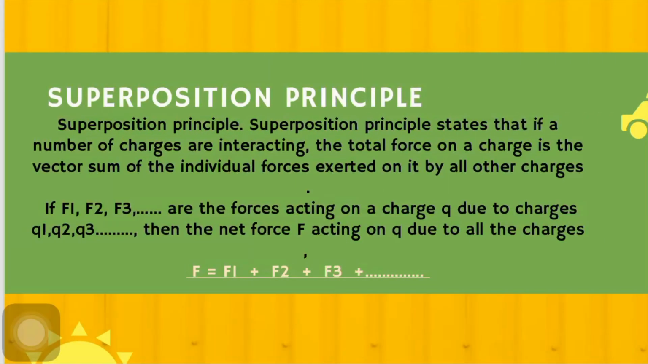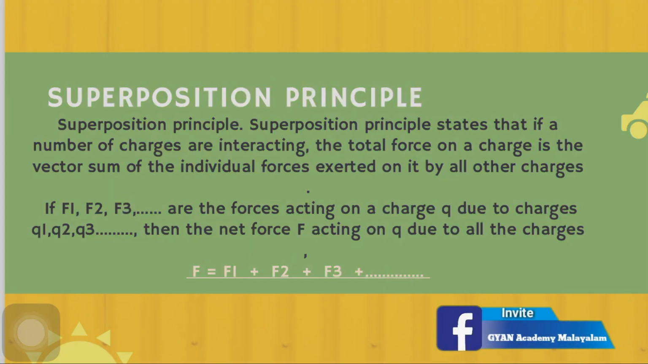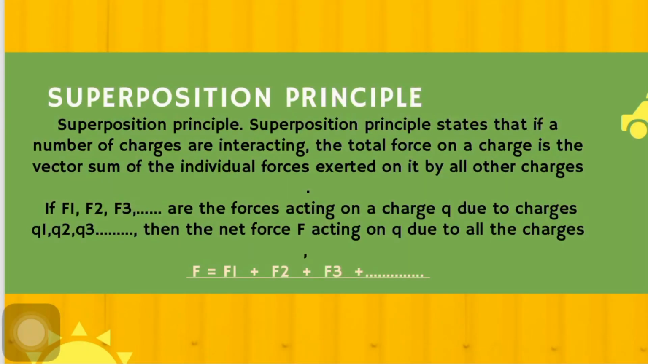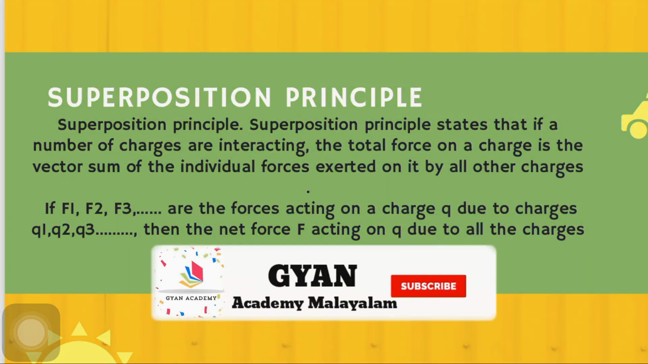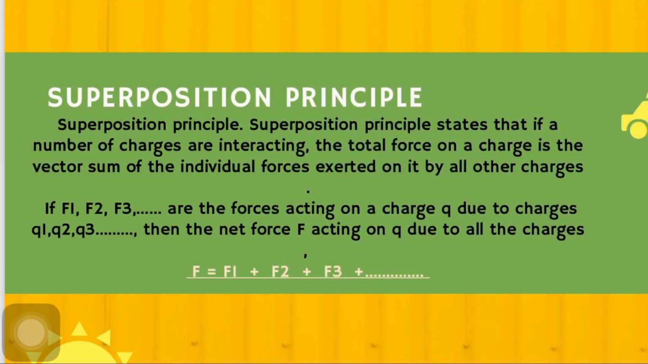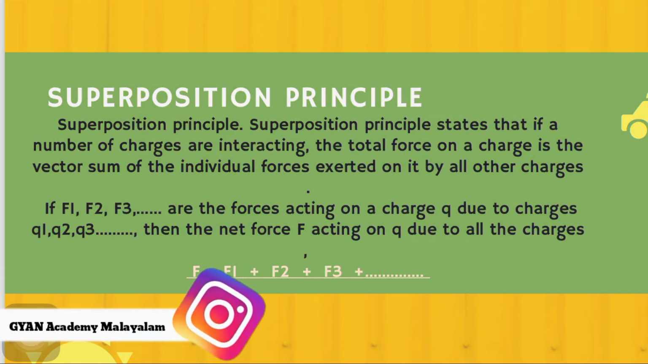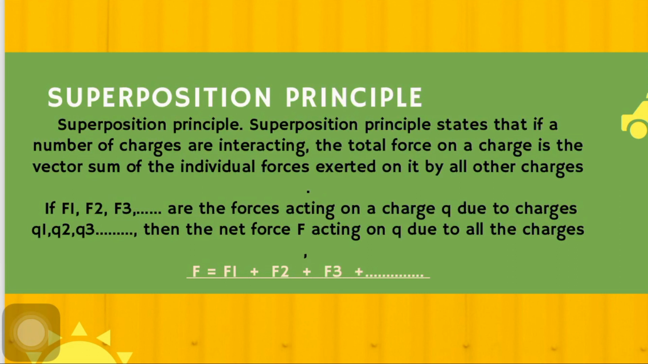So far we have considered only 2 point charges. In case of more than 2 point charges, we have to apply the superposition principle, which states that if a number of charges are interacting, the total force on a charge is the vector sum of the individual forces exerted on it by all other charges. If F1, F2, F3 up to Fn are the forces acting on a charge Q due to the charges Q1, Q2, Q3 up to Qn, then the net force acting on Q is the vector sum of all these forces. So F is equal to F1 plus F2 plus F3 up to Fn.